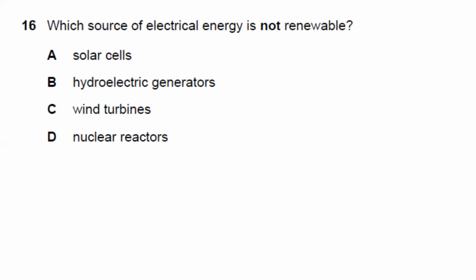Next question, question 16. It says, which source of electrical energy is not renewable? Solar cells, it's renewable. Hydroelectric generator, it's renewable. Wind energy, it's renewable. Nuclear reactors, no, it's not a renewable energy source. So part D, it's not renewable.